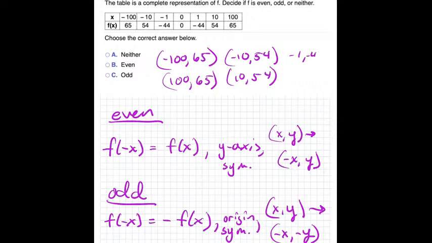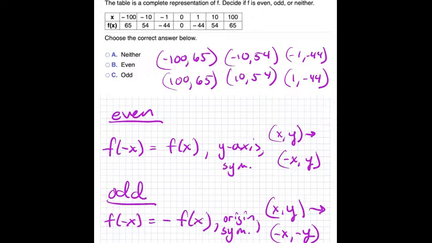Okay. And then we also have 1 and negative 44. Again, the x is changed and the y stayed the same. That's indicative of the function being symmetrical about the y-axis. So if we were to plot these points, they're going to be symmetrical about the y-axis, right? The x values changed and the y values stayed the same. So that means this function should be even. This function is even, right?